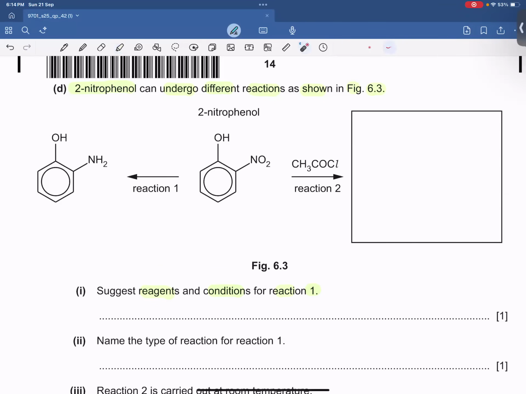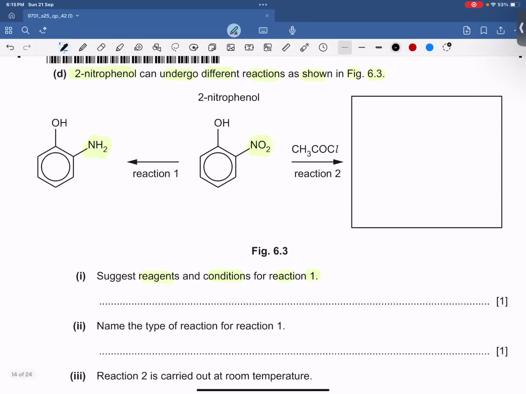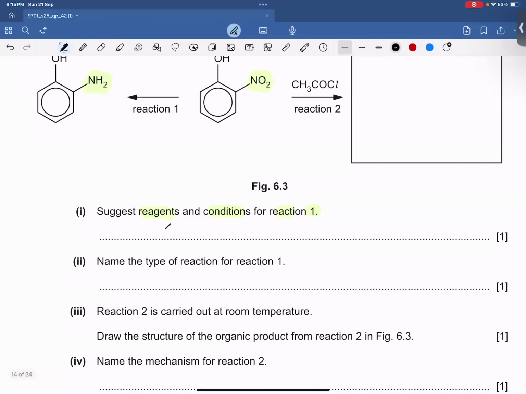So that's very easy. See, the entire molecule will remain as it is, but only NO2 changes into NH2. Whenever NO2 changes to NH2, we need a reducing agent, and specifically we need tin and concentrated HCl, and the condition is reflux.